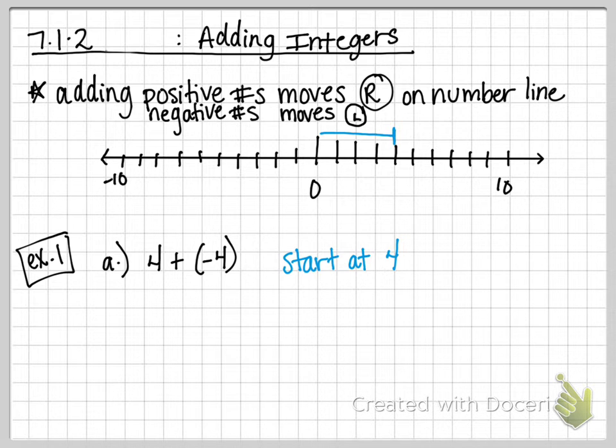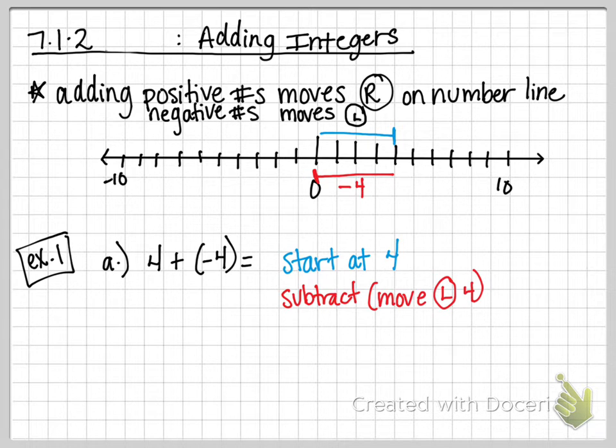Which way did we say we move when we add a negative number? Finn, thanks for raising your hand. To the left. So now we need to go back this way on our number line 4 units because of the minus sign, the negative sign. We're moving in a negative direction 4 units. So move left 4 units. And then where you end up is your answer. So what is 4 plus a negative 4, Natalie? 0.